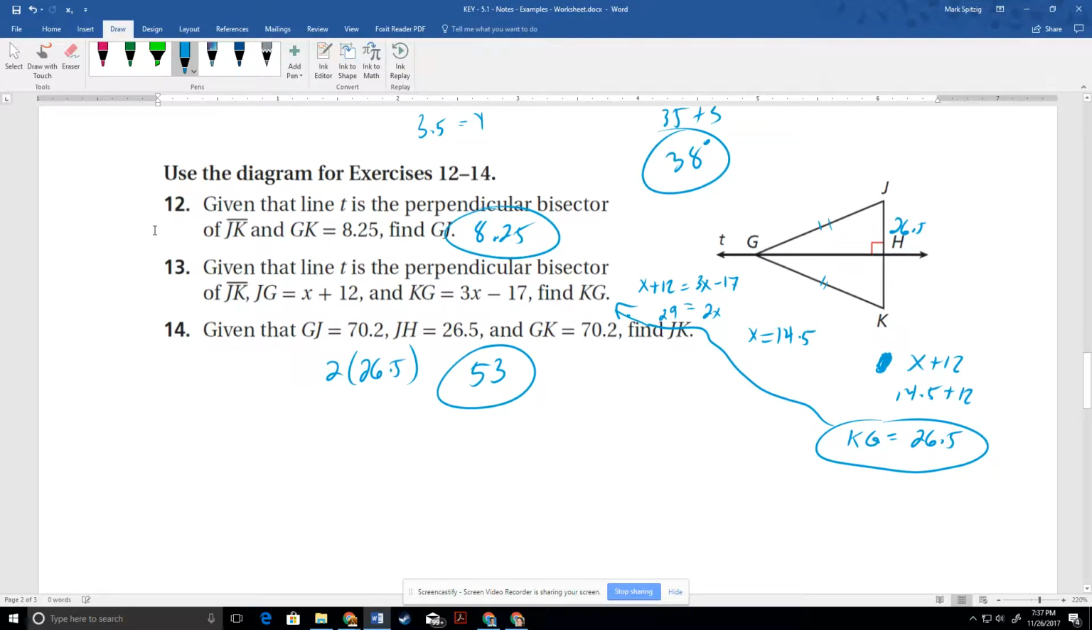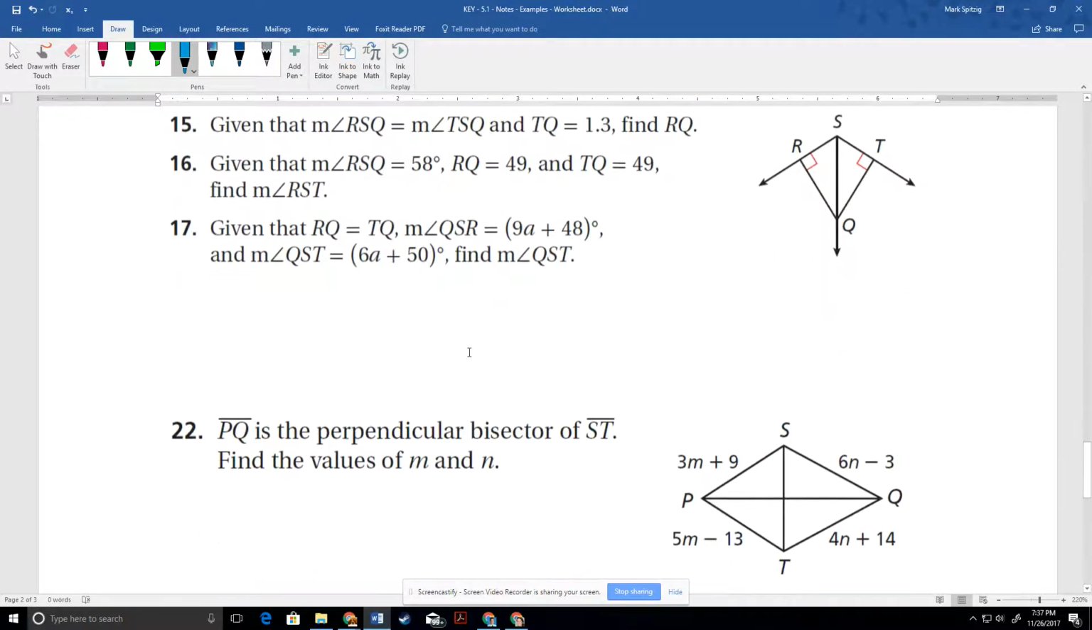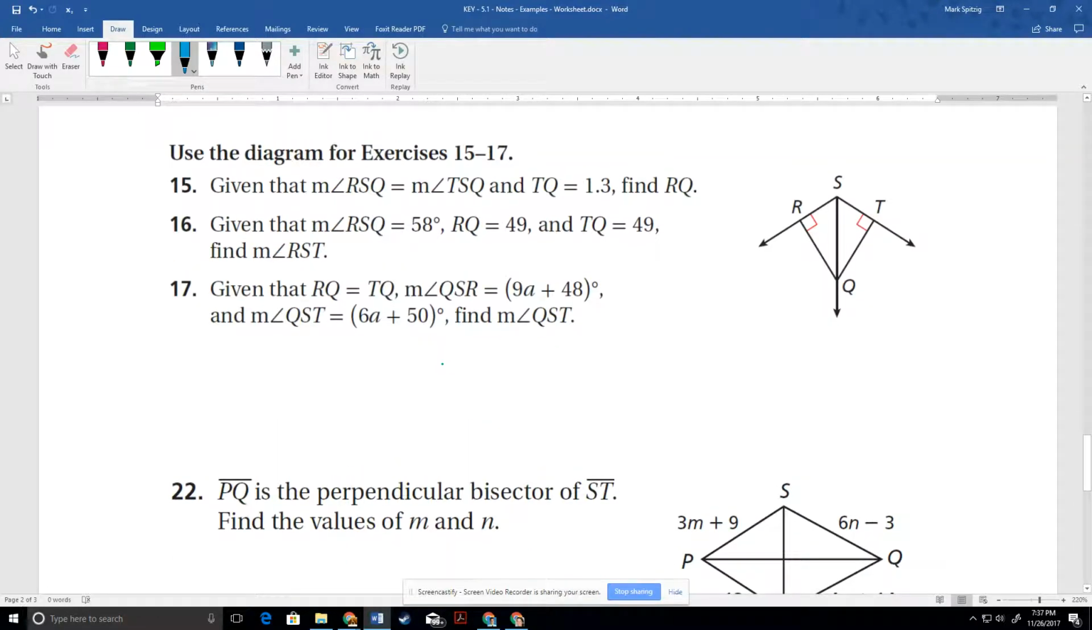Cool. All right. Next page here. It says given that this angle RSQ is congruent to this angle, so this is an angle bisector. Oh, sorry, RSQ is this angle and this angle. My fault. So in other words, Q is on the angle bisector. So if TQ is 1.3, so is RQ. So 1.3 is what we're looking for.